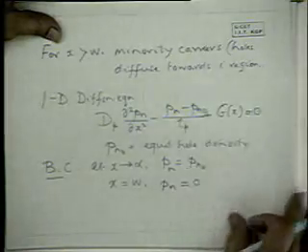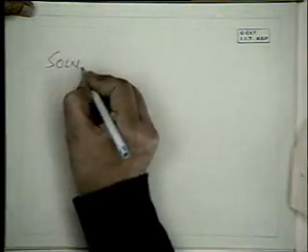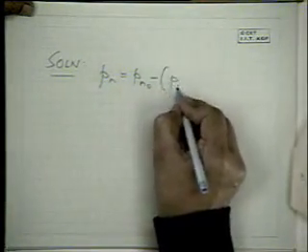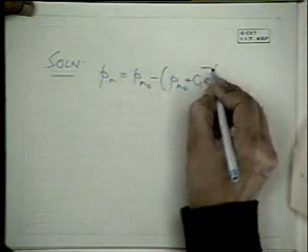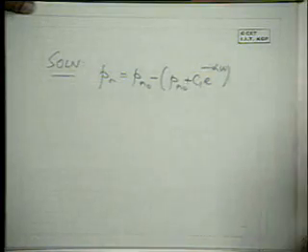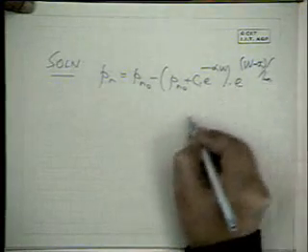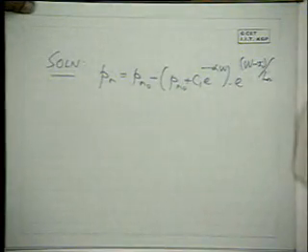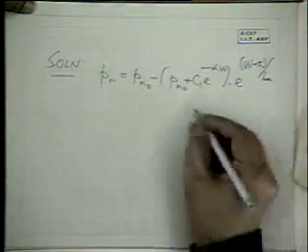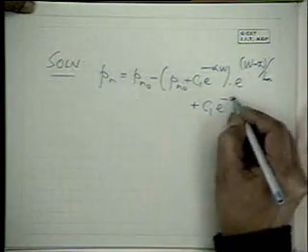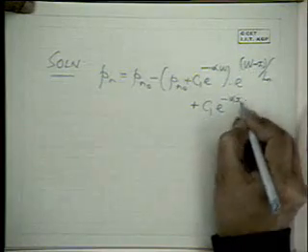So if you solve this one-dimensional equation with these boundary conditions, the solution is Pn equal to Pn0 minus Pn0 plus C1 e to the power minus alpha W into e to the power W minus X by Ln, where Ln is the diffusion length, plus C1 e to the power minus alpha X.